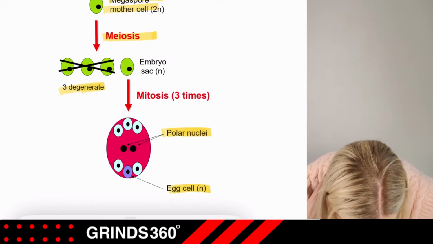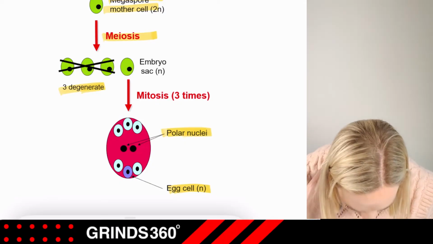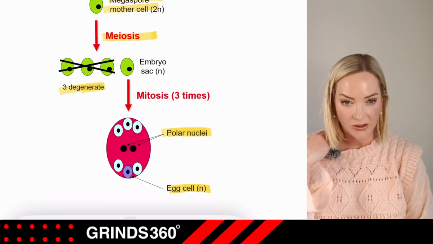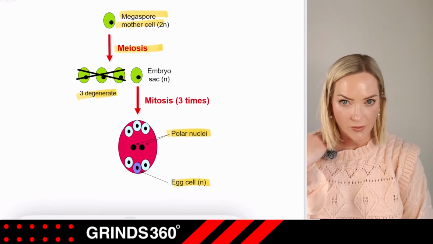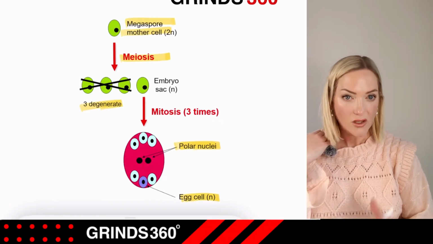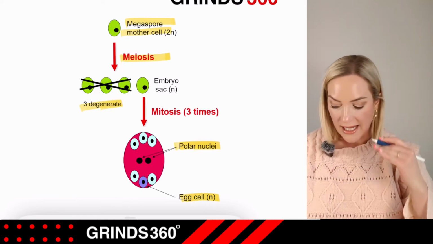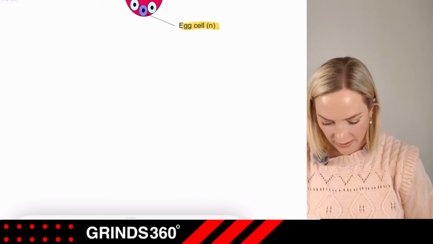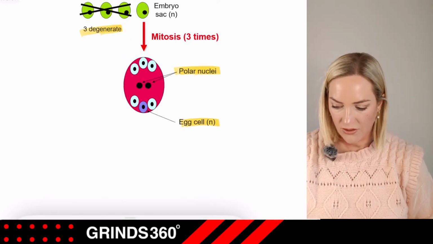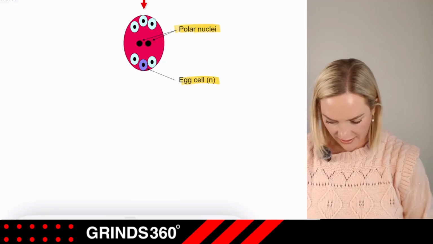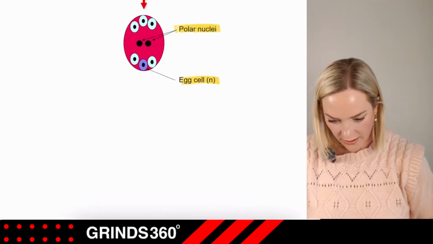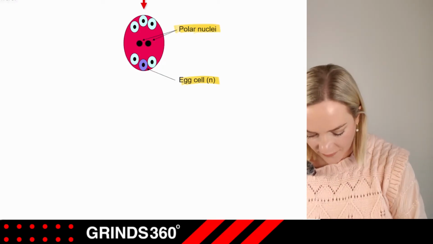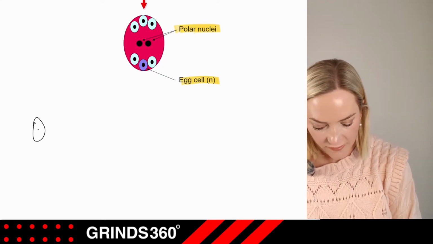Did they ever ask you to show a female gamete formation? Yes, sir. This is an example where you can use this diagram to answer the female gamete formation, or you can write it out if you want. Another way of drawing this is, I'll put a space here, I have my megaspore mother cell. I'm just going to draw first, okay?